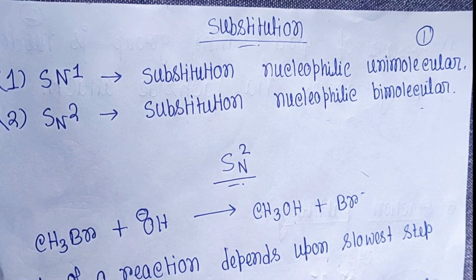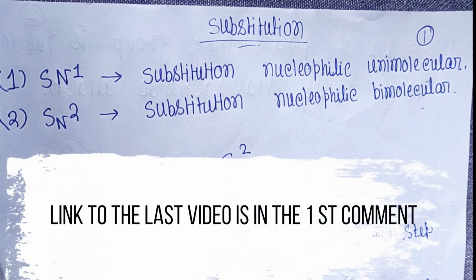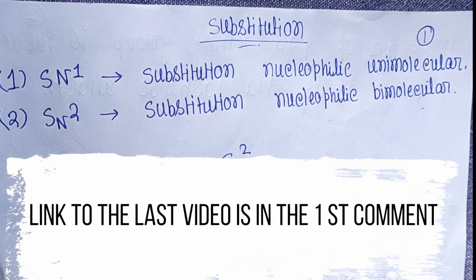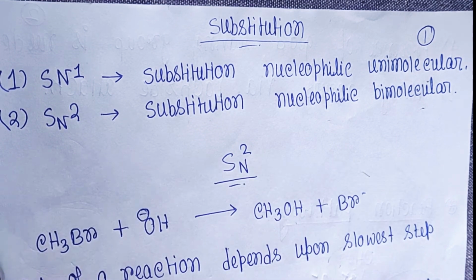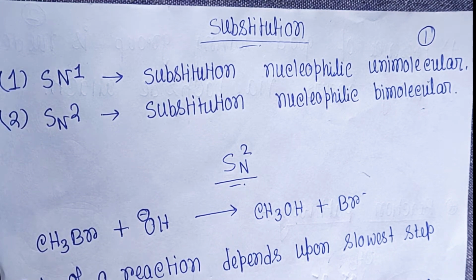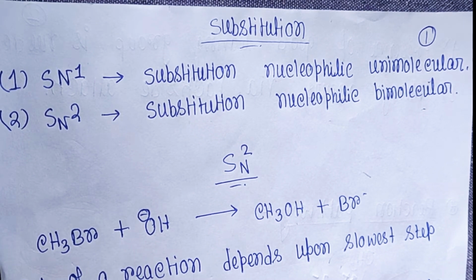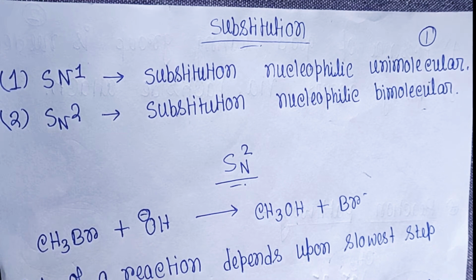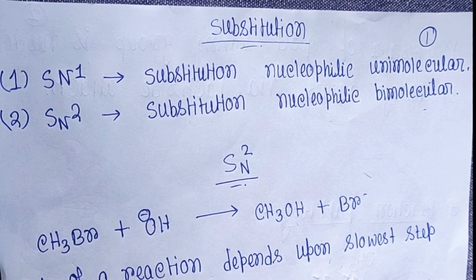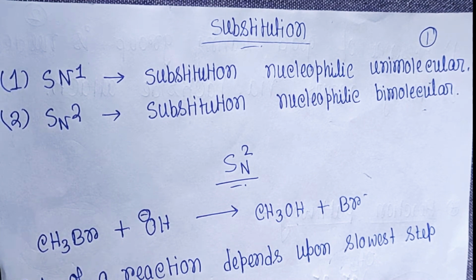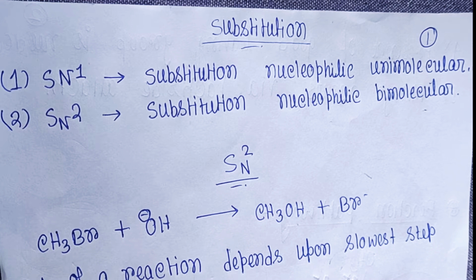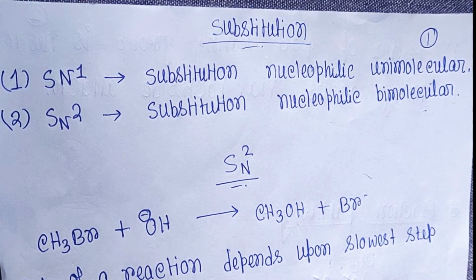So in today's class we would be discussing the substitution reactions. As you can see, there are mainly two types of substitution reaction. One is substitution nucleophilic unimolecular reaction, which we know as SN1 reaction. Apart from that, there is another type of substitution reaction known as substitution nucleophilic bimolecular reaction, known as SN2 reaction.